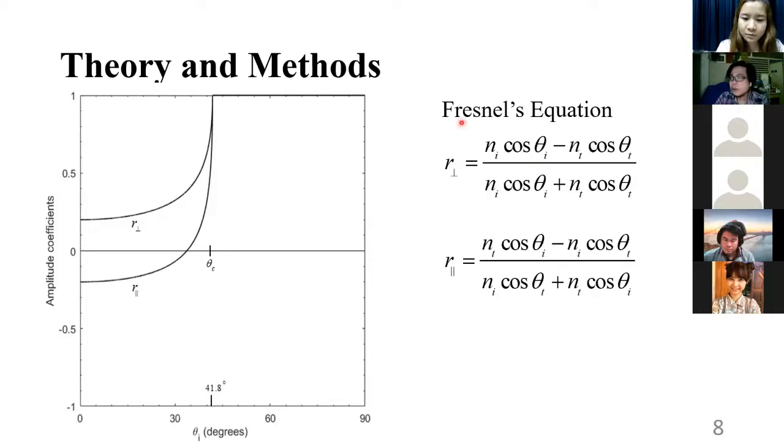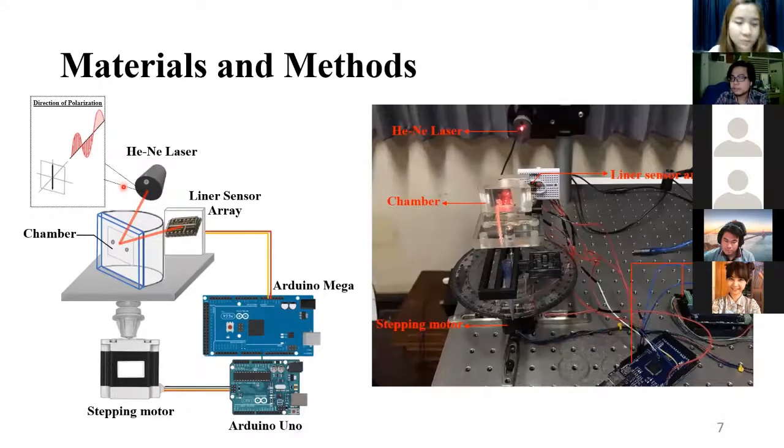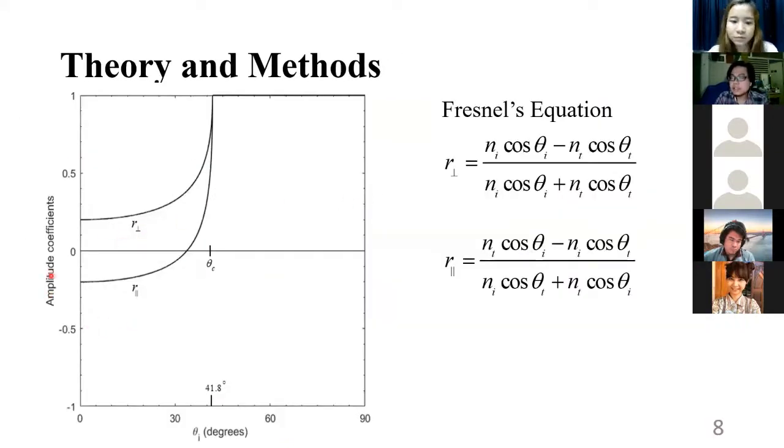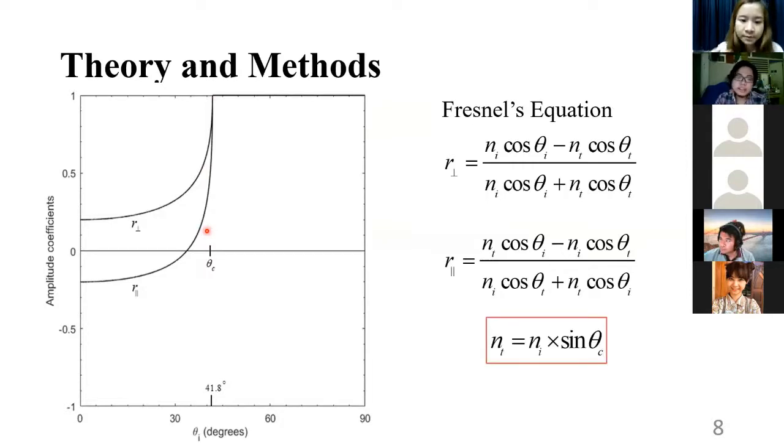From the Fresnel equation, with our vertical polarization axis, we get the amplitude coefficient for vertical polarization, as shown in this direction. And you can see this graph between amplitude coefficient and incident angle. When the incident angle is greater than the critical angle, the reflected intensity of light is at its maximum, and the first angle at which it reaches the maximum is called the critical angle. This is the key of my method. And when we get the critical angle, we can use Snell's law to calculate the index of refraction.